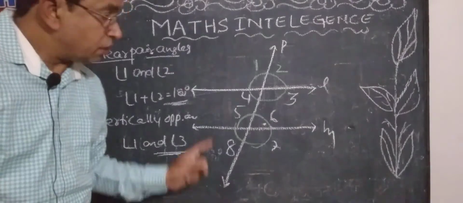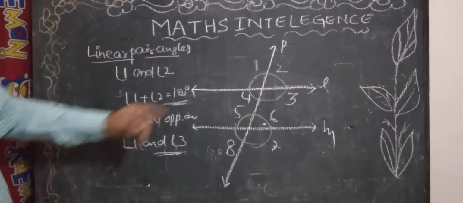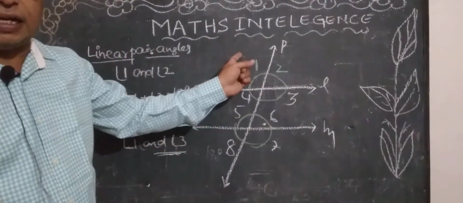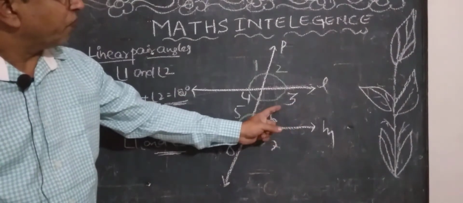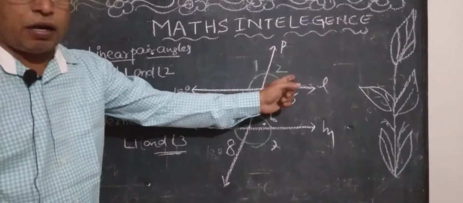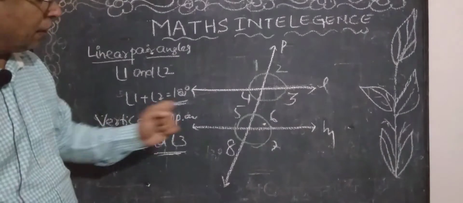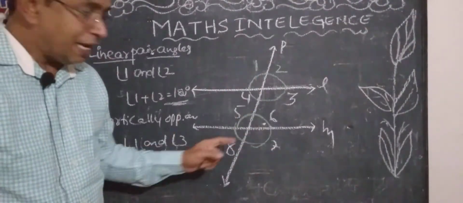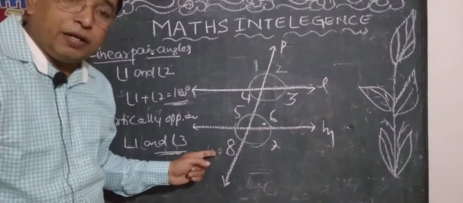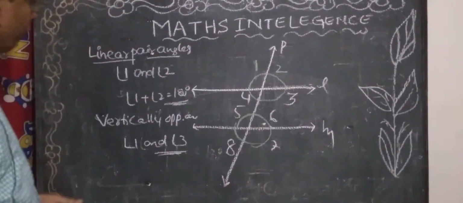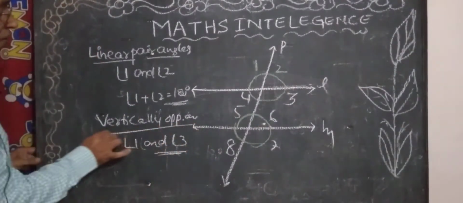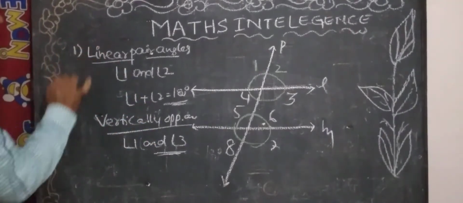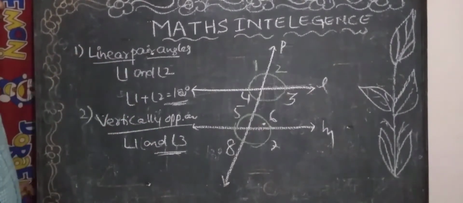Okay, can you understand? See, angle 1 and angle 3 are vertically opposite angles. Angle 2 and angle 4 are vertically opposite angles. Angle 5 and angle 7 are vertically opposite angles. Angle 6 and angle 8 are vertically opposite angles. So these are two types of angles. One is the linear pair of angles. The second is the vertically opposite angles.